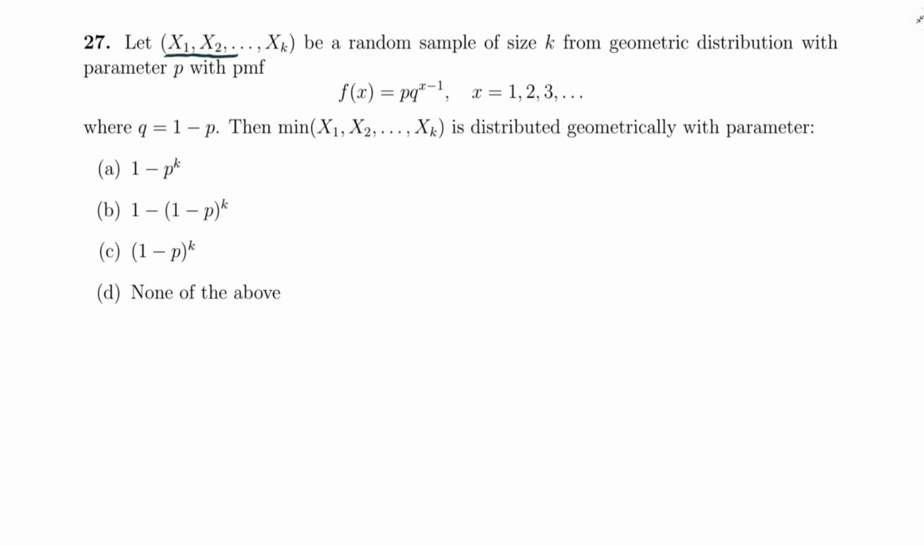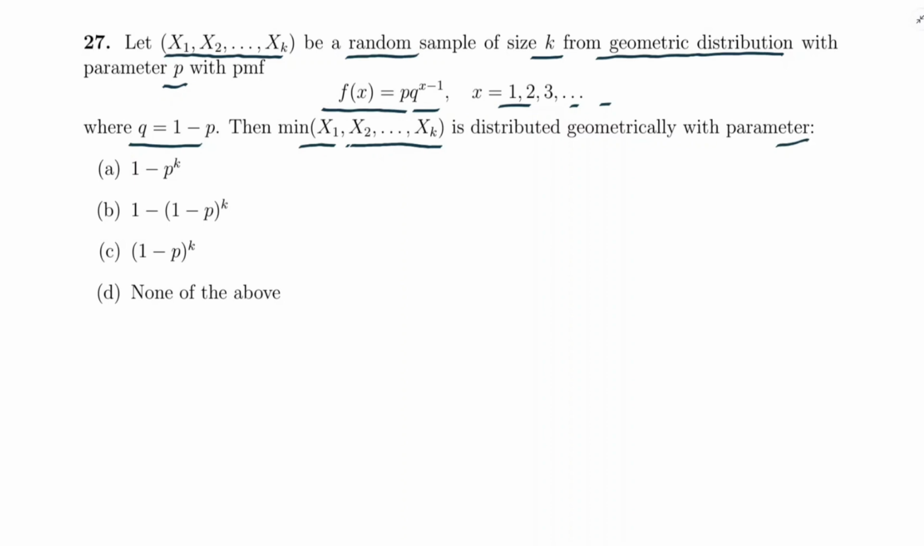Let x1, x2, up to xk be a random sample of size k from a geometric distribution with parameter p, with PMF f(x) = p q^(x-1), where x is taking values 1, 2, 3 and so on, where q is nothing but 1 minus p. Then the minimum of x1, x2, up to xk is distributed geometrically with what parameter?